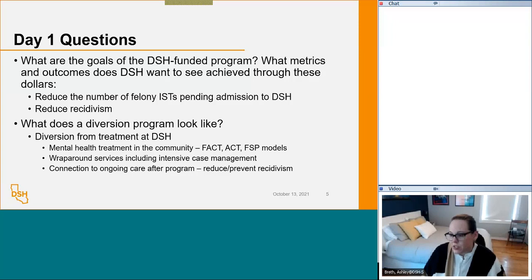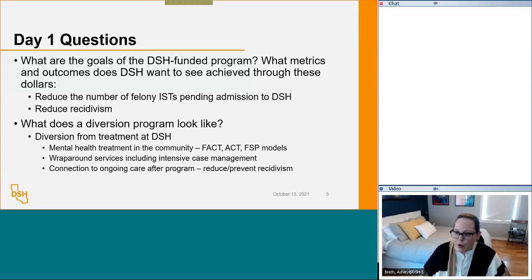All right, next question. What does a diversion program look like? So our diversion program is diversion from treatment at DSH. That's the first thing I really want to put out there, because I think there's lots of different types of diversion out there, and the term gets used a lot for lots of different types of programs, and so what you're diverting people from is really important, and this is diversion from treatment at DSH.